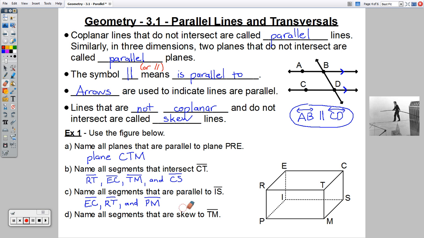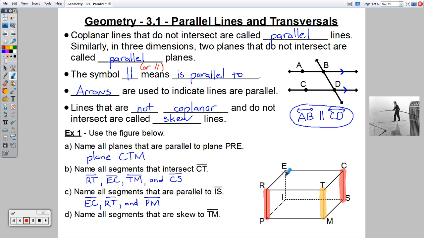And finally, name all segments that are skew to TM. So skew to TM, let's highlight TM a moment. Here's TM. So these are segments that if you extended them out forever would never touch and are not coplanar at the same time. So it looks like CS would never touch TM. However, it's coplanar, it's on the same plane, so that doesn't count. That's why I'm marking it in red over here.